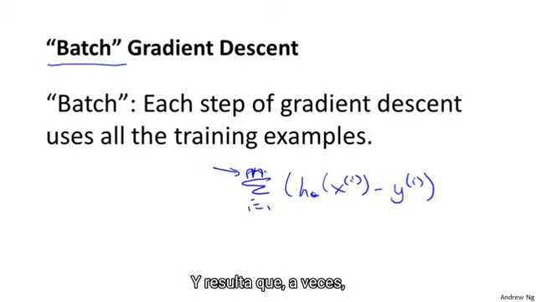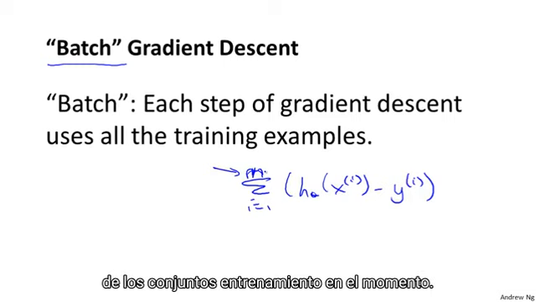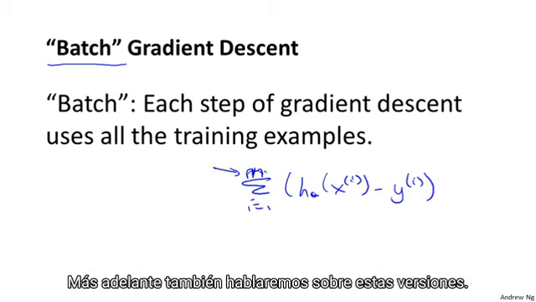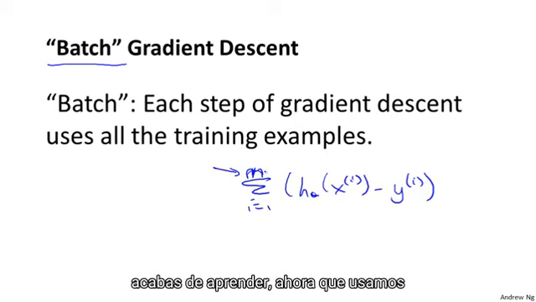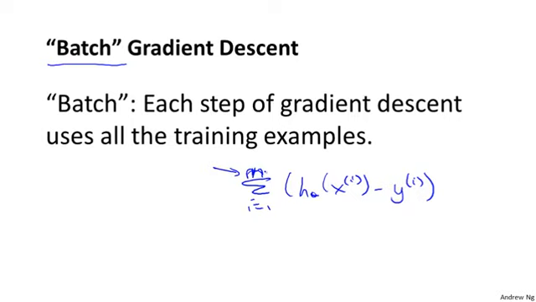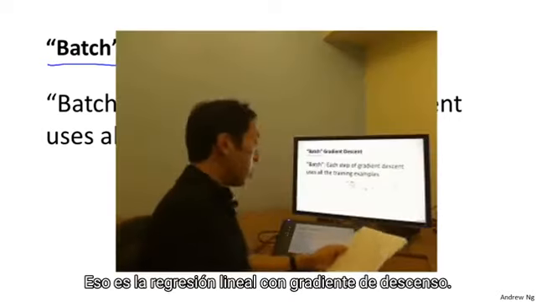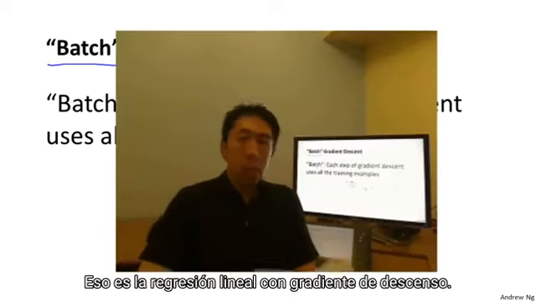There are sometimes other versions of gradient descent that are not batch versions, but instead do not look at the entire training set, and look at small subsets of the training set at a time. We'll talk about those versions later in this course as well. But for now, using the algorithm you just learned about, batch gradient descent, you now know how to implement gradient descent for linear regression. So that's linear regression with gradient descent.